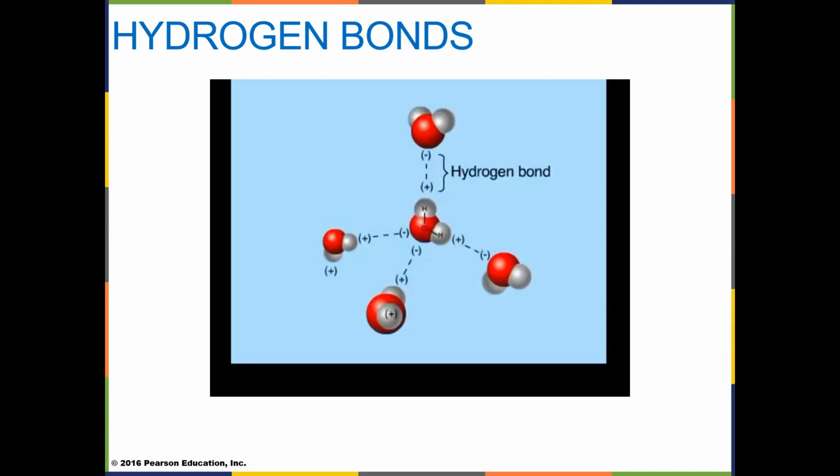Consider when you want to boil water. You put water in a pan, put it on the stove, turn the stove on, and then you wait until it starts to boil, until the water reaches 212 degrees Fahrenheit or 100 degrees Celsius. For water to boil, you've actually got to break those hydrogen bonds. So it takes a tremendous amount of energy to boil water.